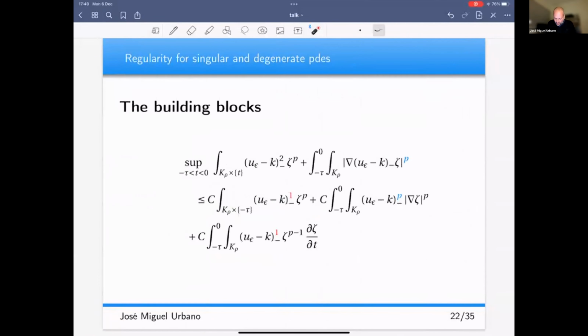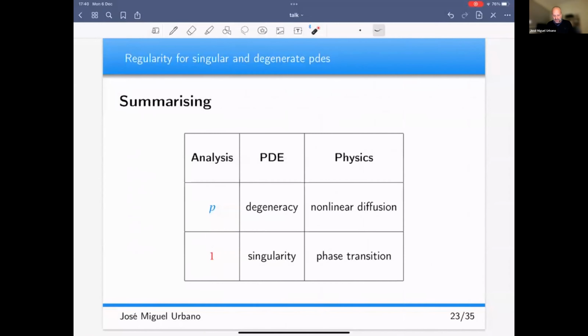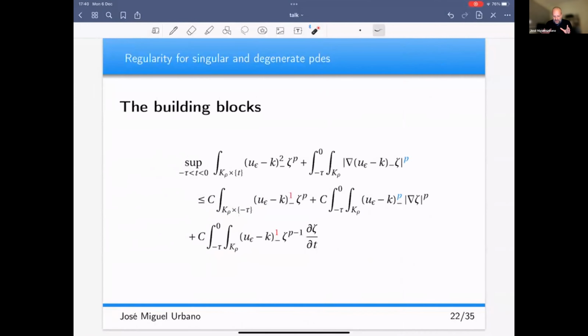On the other hand, the one that you see here at the analytical level corresponds to the singularity in the PDE. It comes from estimating the time derivative, which has a singularity, and this is coming from the fact that you're modeling a phase transition. So you see, I like to look at the analytical level and see that this P comes from the physics. So for me this is a nonlinear diffusion. This is a phase transition.